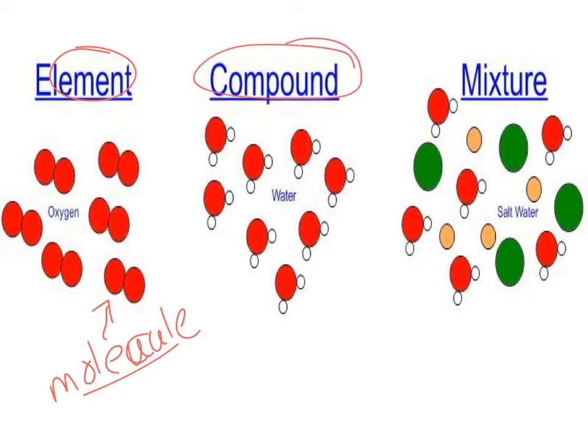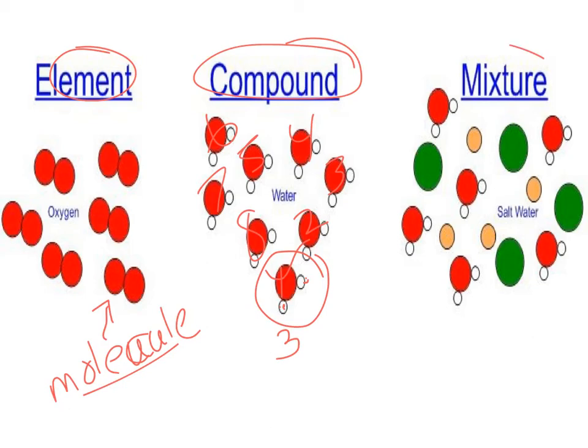Over here we have a particulate drawing of the compound water. So we have 1, 2, 3, 4, 5, 6, 7, 8 molecules of water. Any one molecule has 3 atoms, 2 atoms of hydrogen, and 1 atom of oxygen. So any one molecule has 3 atoms. We have 8 molecules, so 8 times 3 is 24 total atoms in this compound.